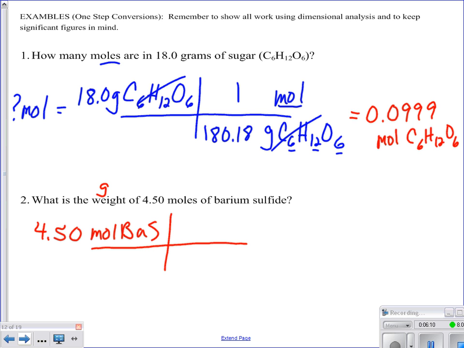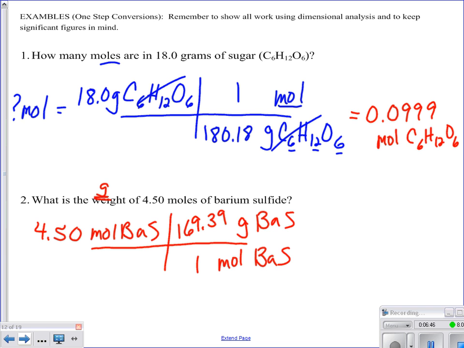Okay, so for this problem, we don't want it as moles of barium sulfide, so I'm going to put that down at the bottom so that it cancels. What can we go to? Grams of our barium sulfide. So 1 mole is equal to, and then you have to look at your periodic table and you add up your sulfur and your barium, and 169.39.